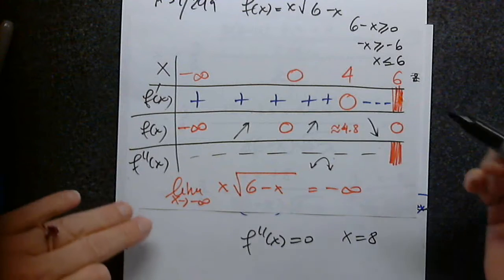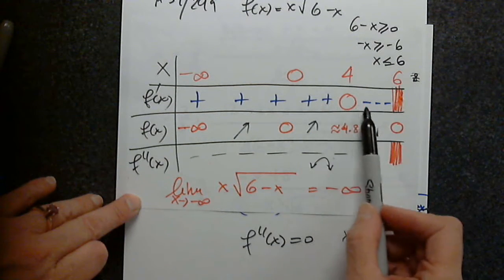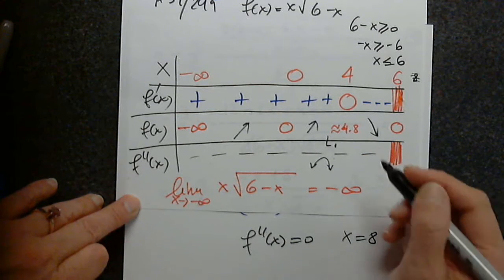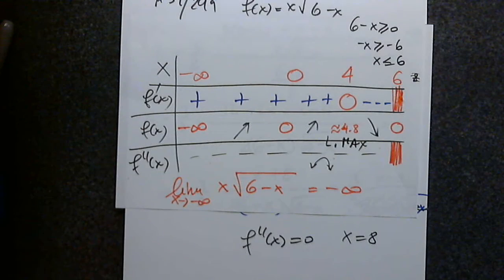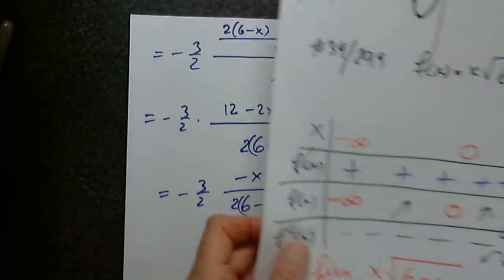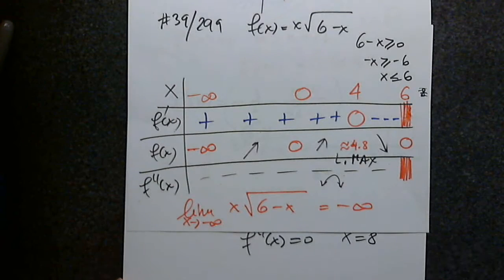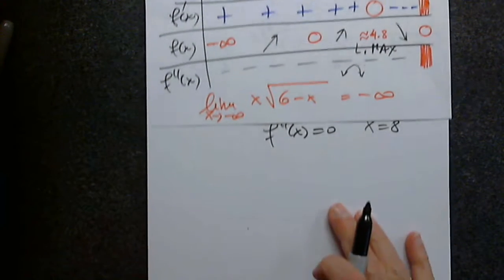Perfect. What type of point is 4, 4.8? Local? Very good. That's it. That's all I care about, the table. Of course, it's not symmetric. How can it be? It's only defined between negative infinity and 6.